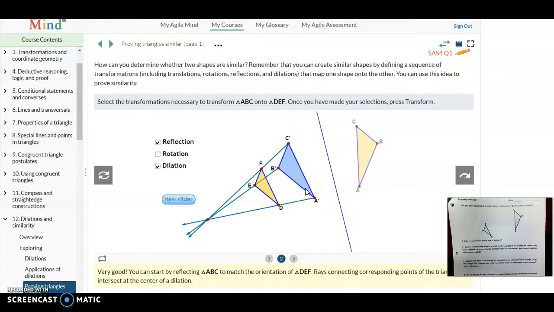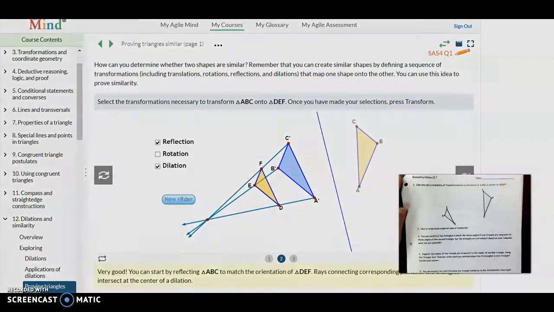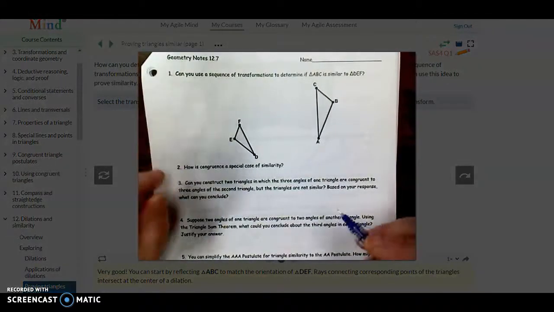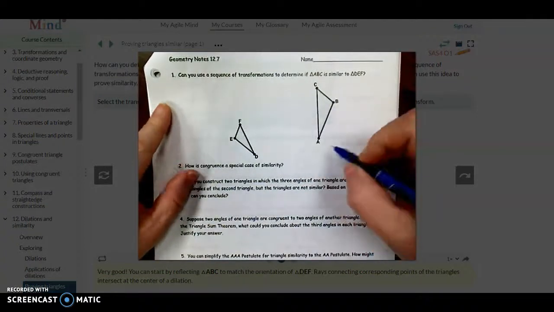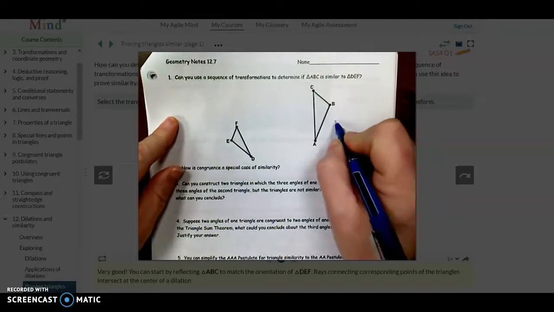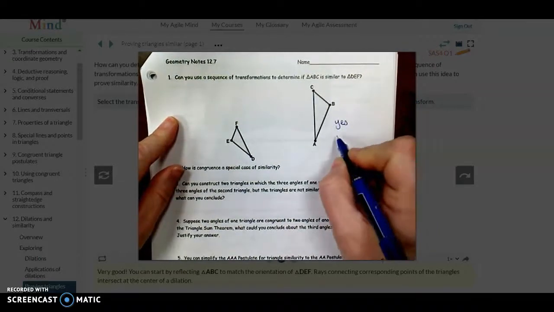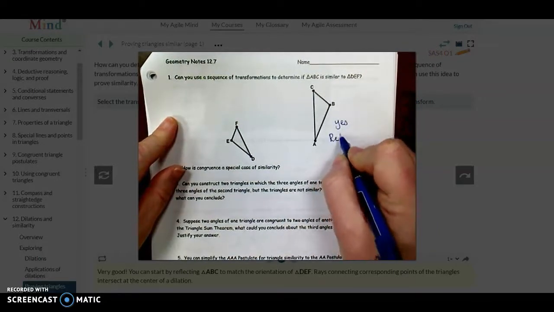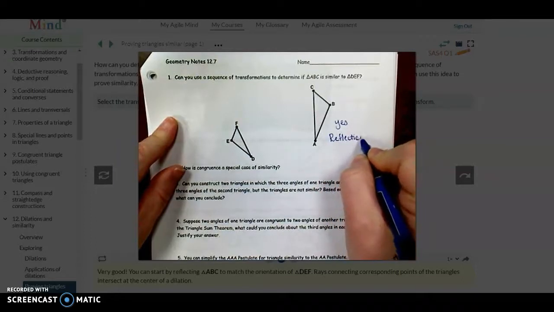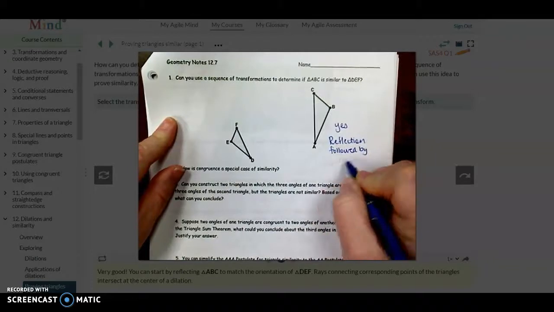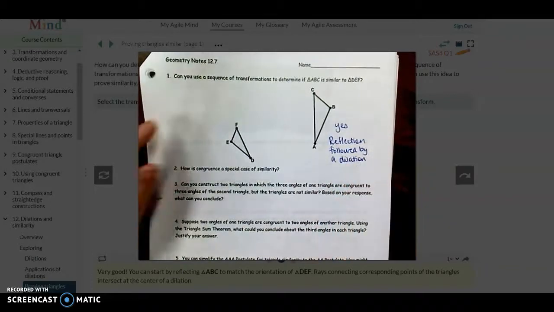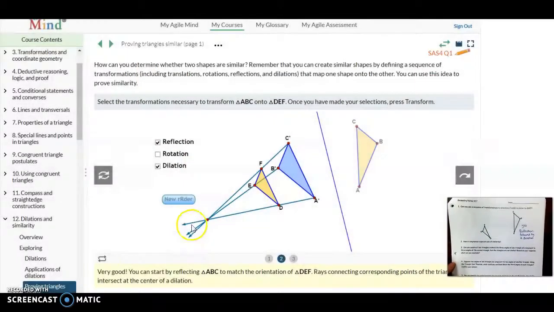So for your answer on question 1, can you use a sequence of transformations to determine if triangle ABC is similar to triangle DEF? The answer would be yes. We would do a reflection followed by a dilation.